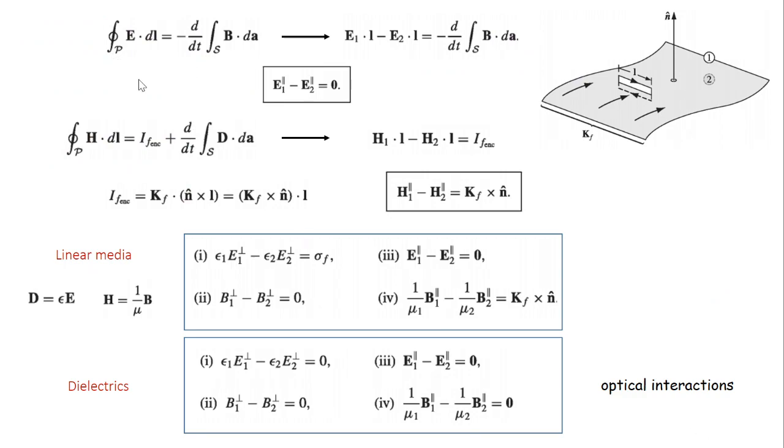Moving on to the third equation, integral E dot dl equal to minus d by dt integral B dot dA. So once again we have a 2-dimensional boundary surface carrying a current density Kf. Let's assume an Amperian loop of length L and negligible width. So this Amperian loop is intersecting the interface. This is the top side and this is the bottom side. Now we need to apply the line integral for this Amperian loop.